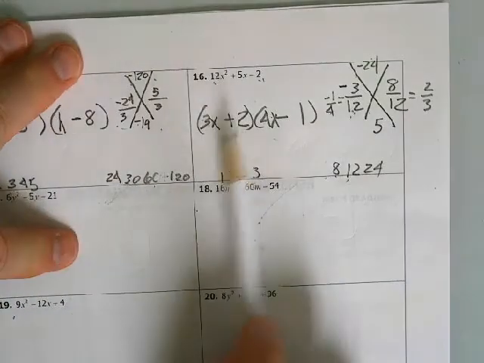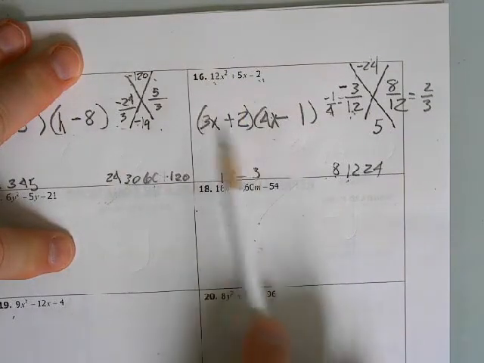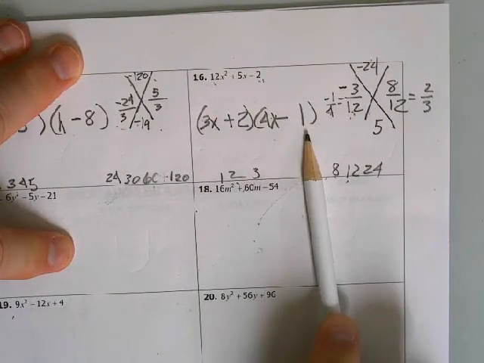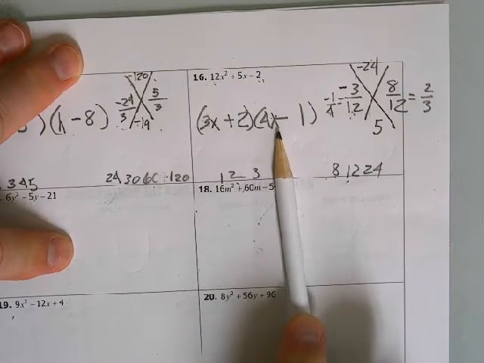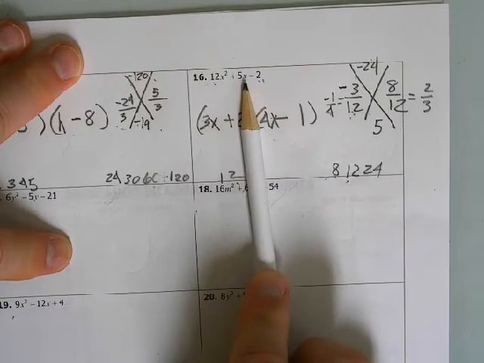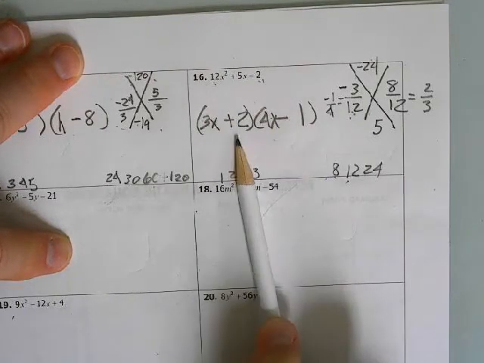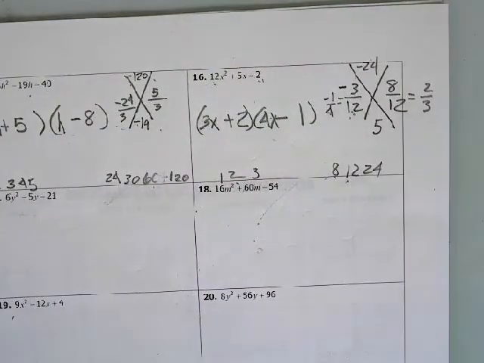Check the math. 4x times 3x is 12x squared. 3x times negative 1 is negative 3x. 2 times 4x is 8x, so negative 3x plus 8x is 5x. And then positive 2 times negative 1 is negative 2. Good? Making sense? Hopefully.